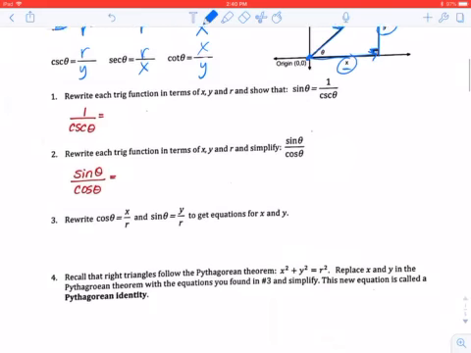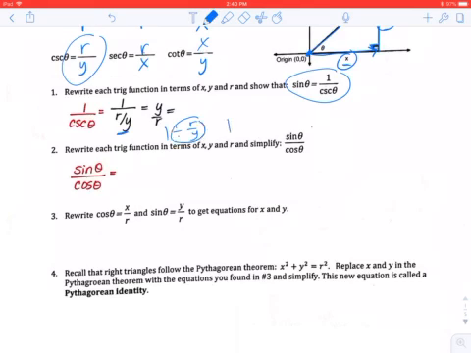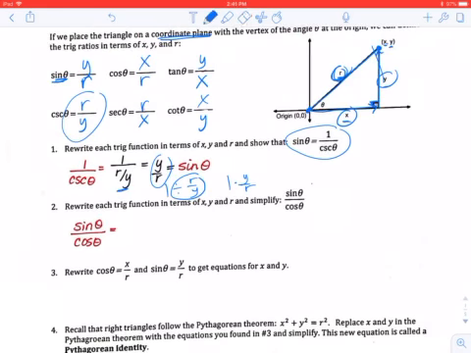All right, moving along. Number 1, rewrite each trig function in terms of x, y, and r to show that sine of theta equals 1 over cosecant of theta. Well, 1 over cosecant of theta, that means we're just going to do 1 over r over y because that's what we have here, so we put that in. And then that's 1 divided by r over y. So we take this, reciprocate it, flip it upside down, which is how we get y over r, which is then equal to sine theta, as we can see up here.